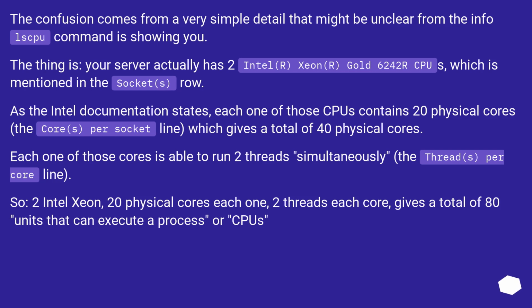The confusion comes from a very simple detail that might be unclear from the info lscpu is showing you. Your server actually has 2 Intel Xeon Gold 6242 CPUs, which is mentioned in the sockets row. As the Intel documentation states, each one of those CPUs contains 20 physical cores, the cores per socket line, which gives a total of 40 physical cores. Each one of those cores is able to run 2 threads simultaneously, the threads per core line. So, 2 Intel Xeon CPUs, 20 physical cores each one, 2 threads each core, gives a total of 80 units that can execute a process, or CPUs.